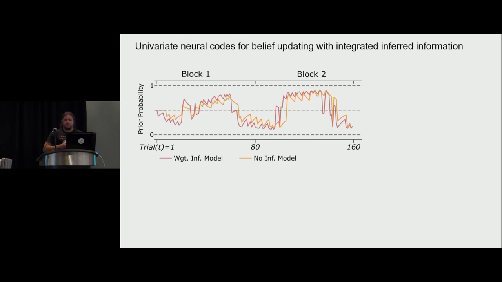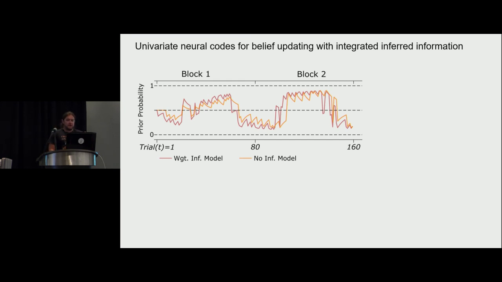We can do that as well for a model where they can't infer. And so now we have what they might believe the estimates to be if they weren't able to infer through these structural relations. And so note that these trajectories differ because the updates that you can make between each point change based on whether you can make that inference or not.